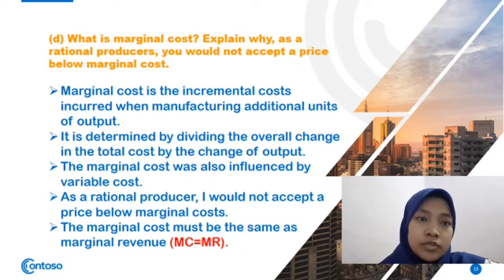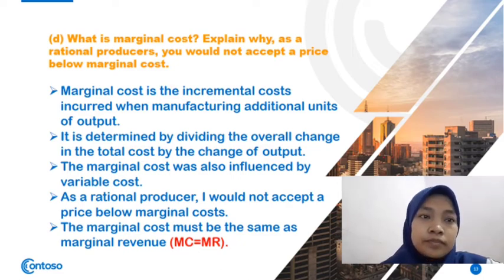As a rational producer, I will not accept a price below marginal cost. This is because to get maximum profit, the marginal cost must be the same as marginal revenue, MC equals MR. In this case, if the marginal revenue is less than marginal cost, it means the firm is producing too much and should decrease its output until marginal revenue equals the marginal cost to avoid a loss to the firm.